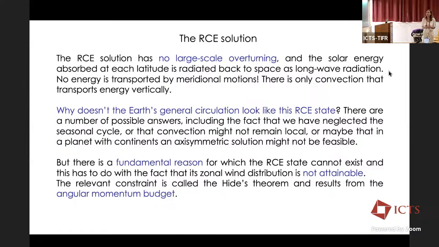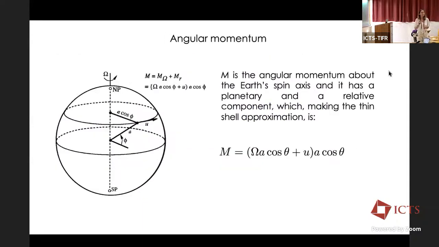not realized, and this arises from another fundamental balance that constrains the general circulation of the atmosphere. It's not just the energy budget, but it's also the angular momentum budget, which I think was hinted at or partly described in the earlier lecture before class. So what do we mean by angular momentum here? We're thinking about the angular momentum about the Earth's spin axis, which has a planetary component and a relative component.